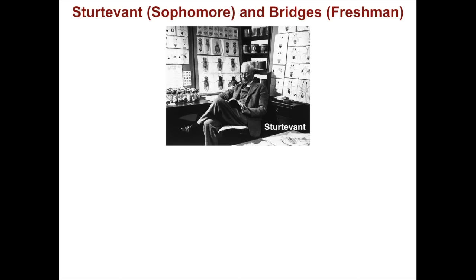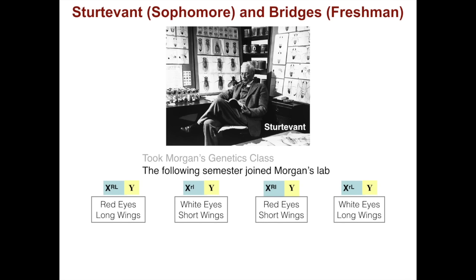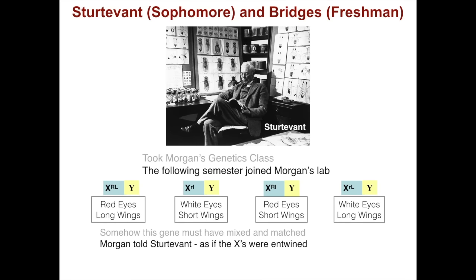So Sturtevant and Bridges were both undergraduates in his lab. They took his genetics class, and then they joined the Morgan lab after they took the class. They were wondering, how could this apparent break in linkage happen? These genes have mixed and matched somehow, but how did they do it? So Morgan suggested that the X's were somehow intertwined, and this entwining must have caused some sort of rearrangement between the chromosomes in the female parent.